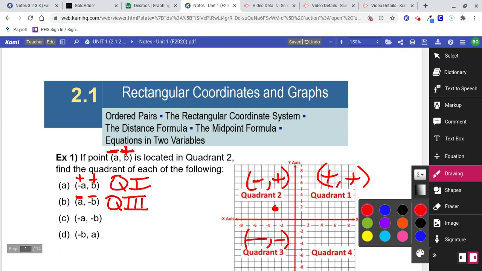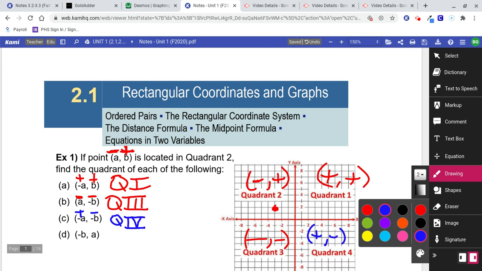It's not that bad if you know how to think about it, but people really struggle. Next one says opposite A, opposite B. So just switch them both. A was negative, so now it's positive. B was positive, so now it's negative. Where are we? Positive, negative. X positive, Y negative. That's quadrant 4. You can use the number 4 if you want.